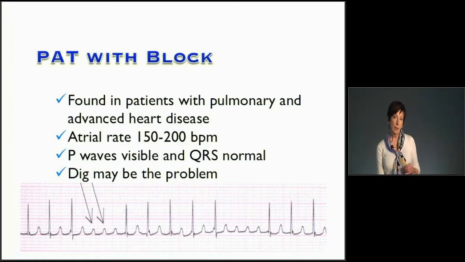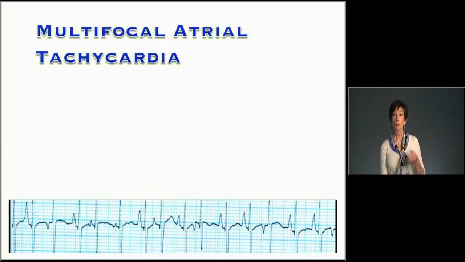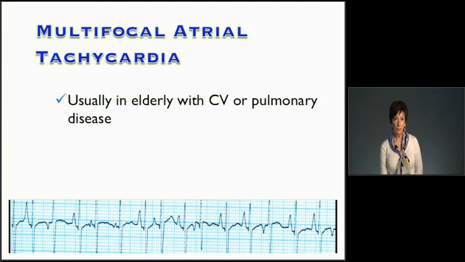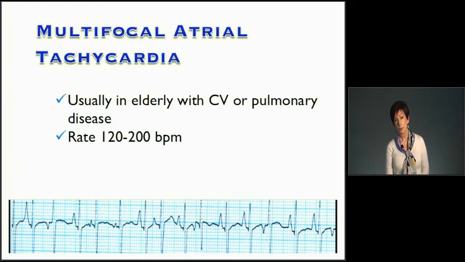Okay, so we've talked about the focal atrial tach, where you have one area that develops automaticity and tends to be the bad ectopic focus in the atria. Well, now we're going to talk about multiple bad foci in the atria, and that's multifocal atrial tach. And I find this to be a pretty easy rhythm to identify. This again is usually found in the elderly with cardiovascular pulmonary disease. The rate 120 to 200 in that typical rate range.